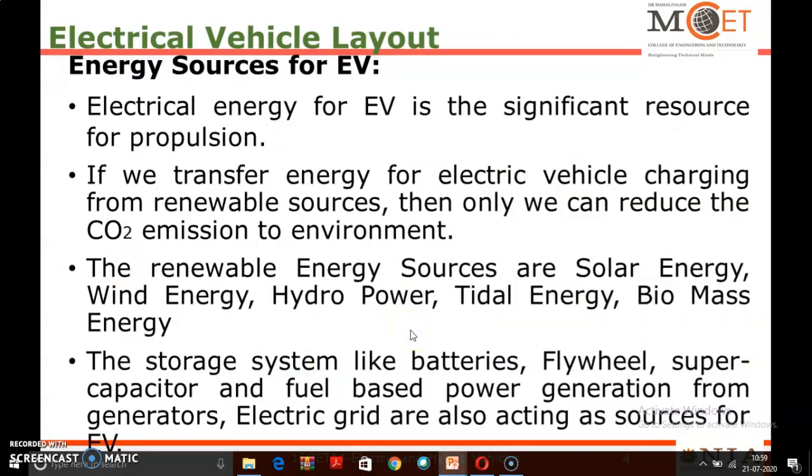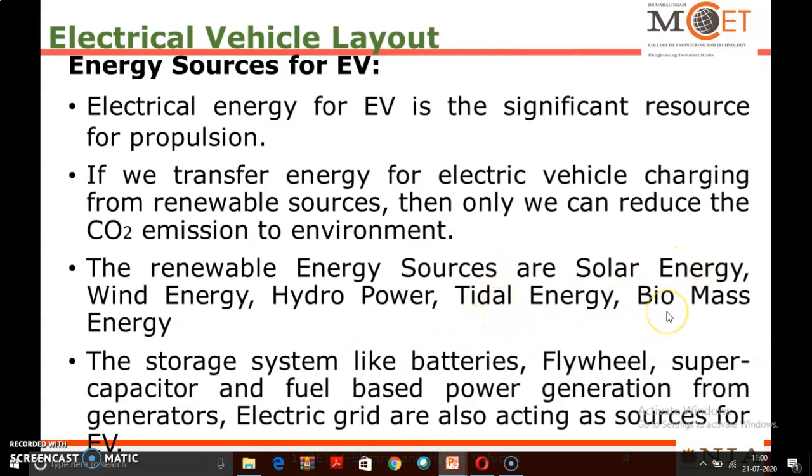Next, apart from solar and wind, there is the hydropower generating station. In a hydropower generating station, whenever the water flows from the upper reservoir to the lower reservoir, the kinetic energy of the water is converted into electricity. In tidal energy, in the sea, the tidal waves are generated due to climatic conditions. These tidal waves are allowed to drive the turbine generator set.